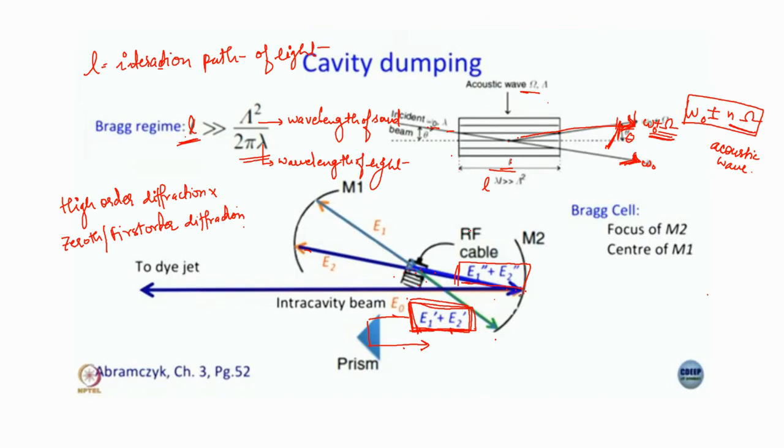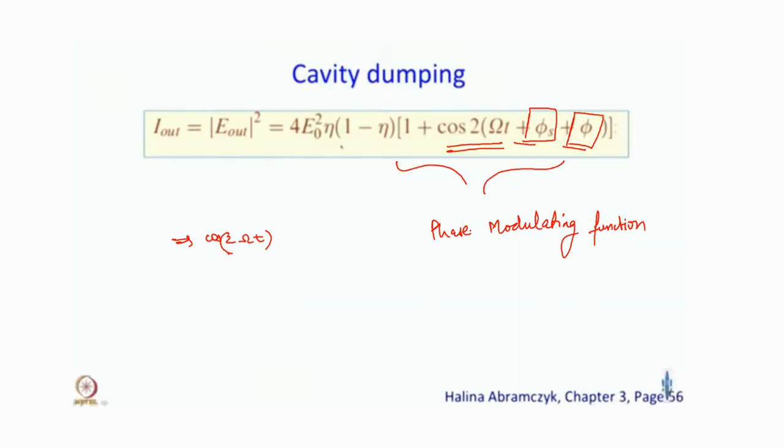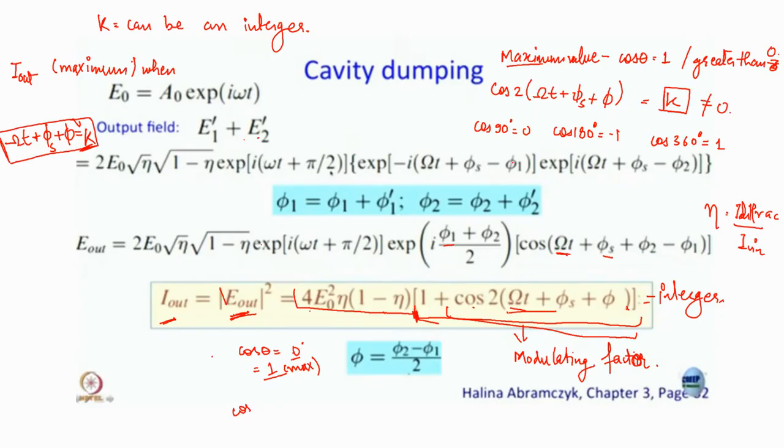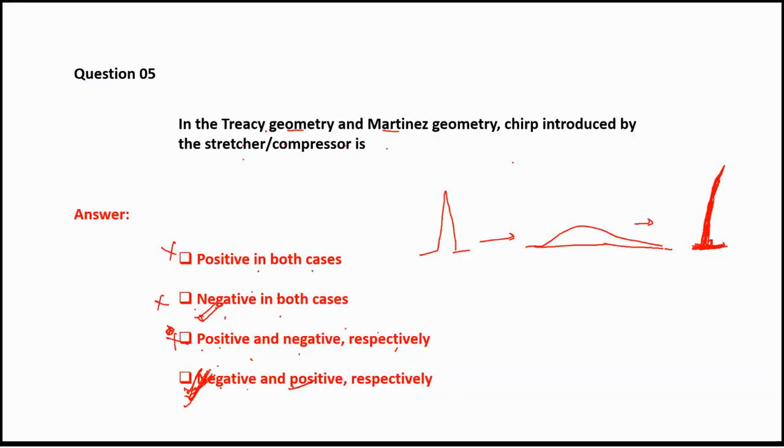What is cavity dumping? Cavity dumping is a process in which we can separate the light of the beam. It is split into E1 prime plus E2 prime. The value of the total intensity we could get from this expression. In this expression, the total intensity is the mod square of the electric field of the output beam, which depends on this modulating function, the phase modulating function, whose maximum and minimum values are some integer and k plus half respectively. So this was the first question from the second.